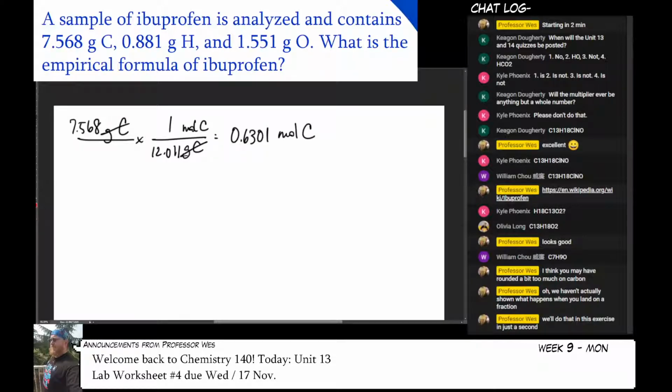Now we do the same thing for hydrogen. So we'll just cancel those out, and then we'll convert that to moles. 0.881, 1.008. And I got 0.874 moles hydrogen.